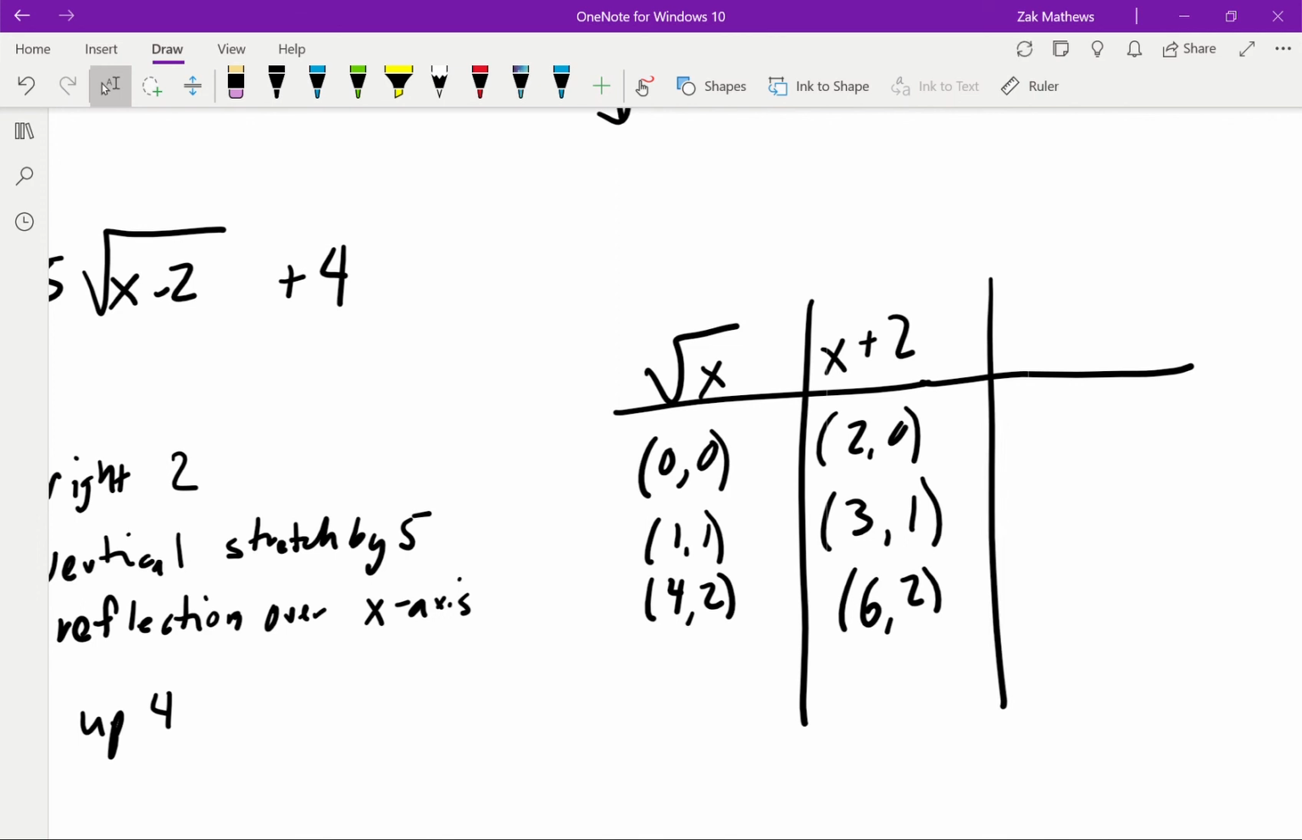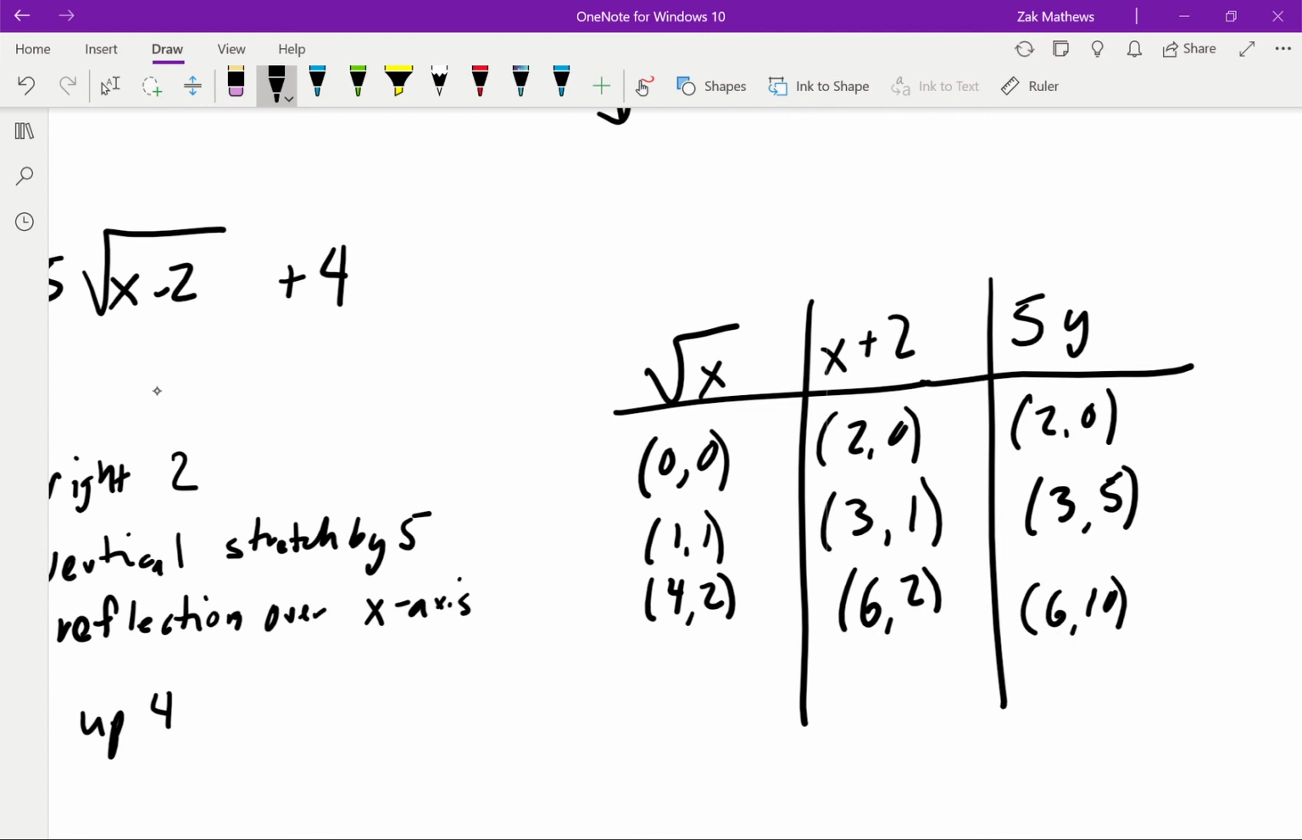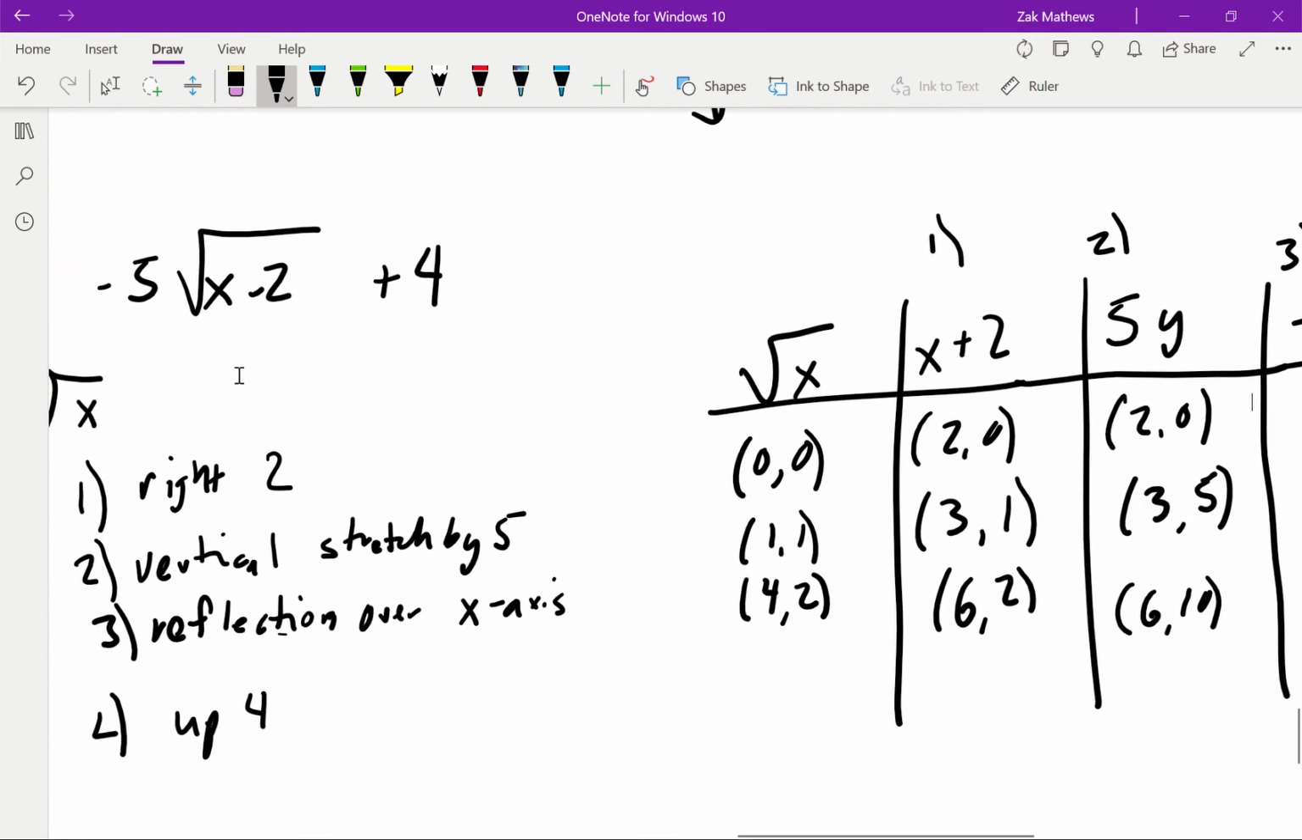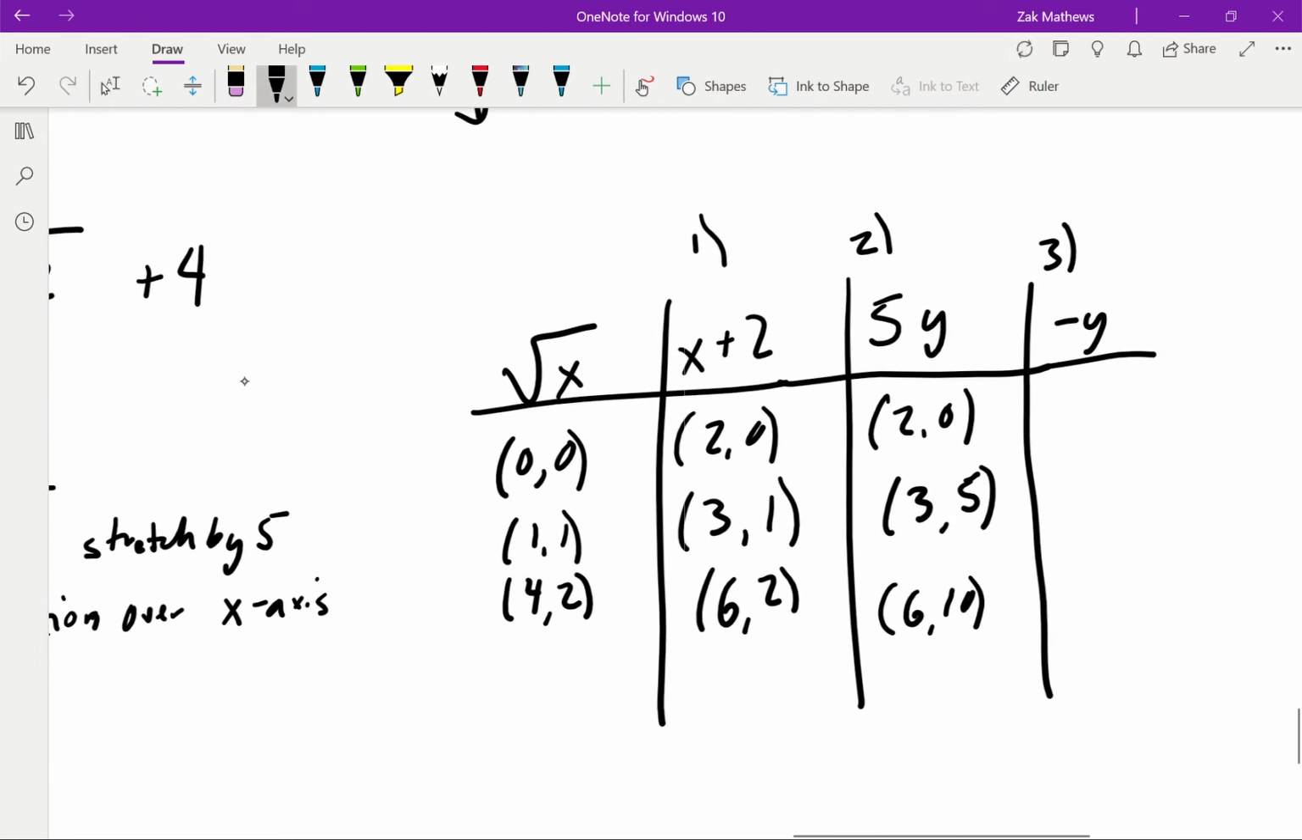Next, I'm going to vertically stretch it by 5. That means I'm going to take the y's and multiply by 5. So we'll have 2, 0, 3, 5, and 6, 10. And then I'm going to reflect over the x-axis. That means I'm making the y's negative, exactly what the initial problem had told me to do. Notice here I'm doing both the negative and the 5 at the same time.